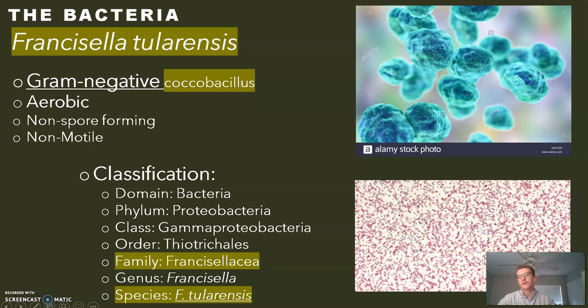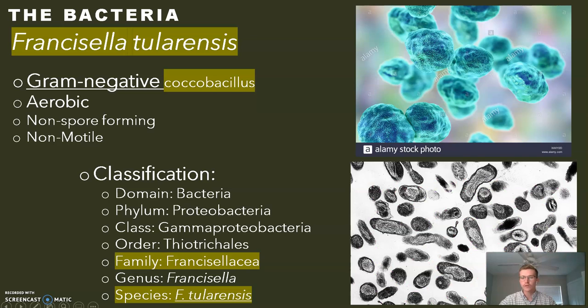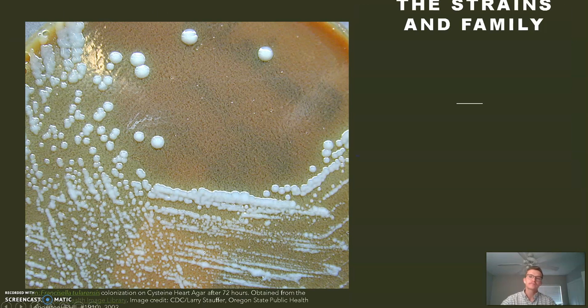tularensis. And so on the right-hand side, we see some depictions of coccobacillus, which is essentially going to be not quite cocci, not quite bacilli either. So it's a little bit of a morph of the two. And then down on the bottom, there's another depiction of what that looks like.